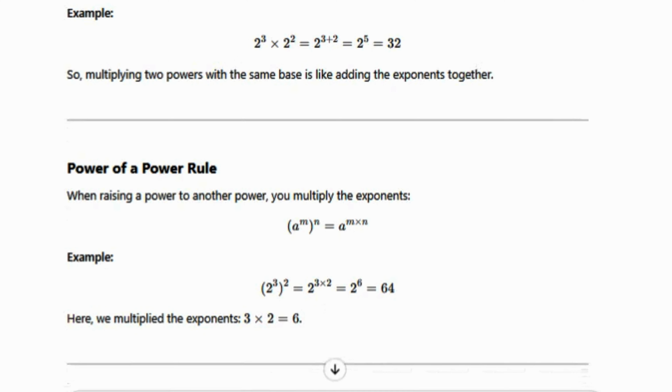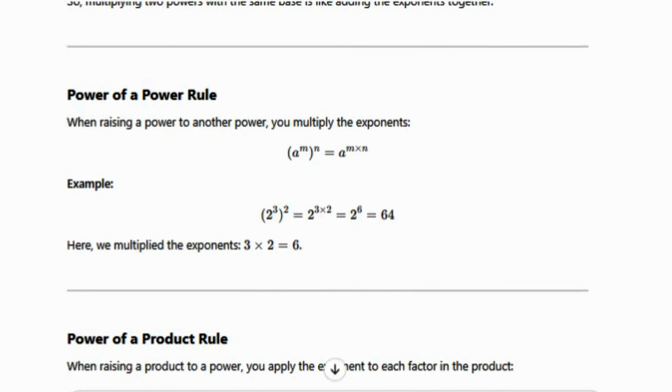Next, we have the power of a power rule. When raising a power to another power, we multiply the exponents. The rule is (a^m)^n equals a^(m×n). Let's look at the example, (2^3)^2. We multiply the exponents. (2^3)^2 equals 2^(3×2) equals 2^6, which equals 64.